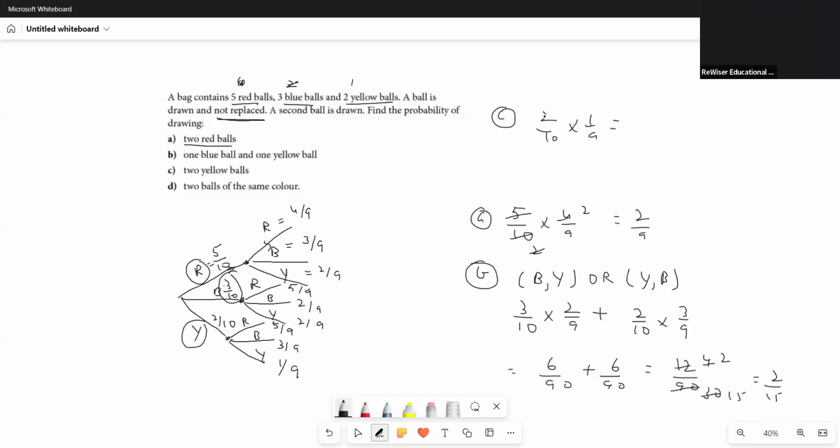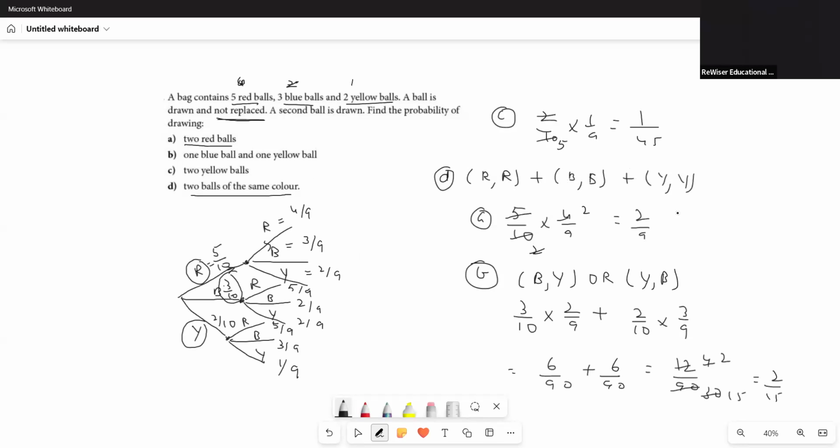So the probability is equal to 1 over 45. And similarly, 2 balls of the same color. Now, to respond to part D of the question, 2 balls of the same color can be red and red, or blue and blue, or yellow and yellow. So that's the probability of the 2 balls being the same color.